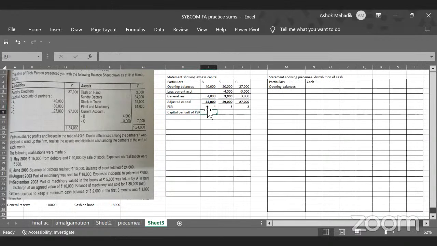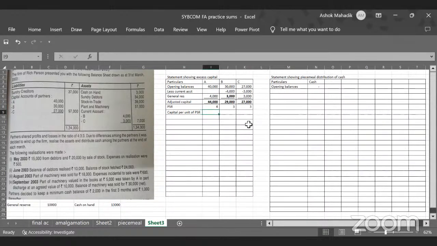So I'll divide the adjusted capital by PSR to get capital per unit of PSR. Students, you can zoom the screen to see the figures. If you are unable to see them, just zoom it. So for A, capital per unit is 44,000 divided by 4 shares. So for one share he has brought in 11,000. Same way for B and C. B has brought 29,000 for 3 shares. So per share he has brought in 9,667. About C, he has brought in 27,000 for 3 shares. So per share it's 9,000. So what do we have to do now? We have to take the least capital per unit as base. So which is the least figure, students? 9,000. So we'll take C's capital as base.